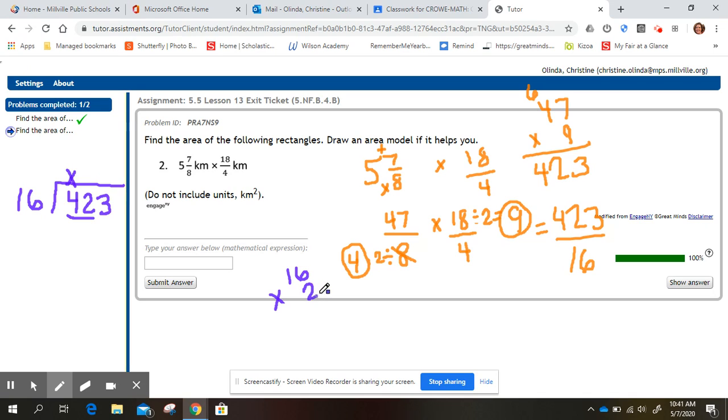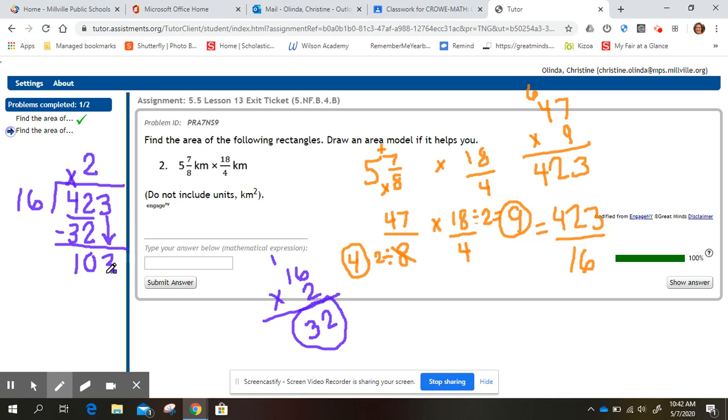I'm going to try 2. 6 times 2 is 12. 2 times 2 is 1 plus 1 is 3. That's 32. 32 gets me close, so I'll put a 2 here. 2 times 16 is 32. And then I can subtract. 2 take away 2 is 0. 4 take away 3 is 1. And then I can bring down the 3.